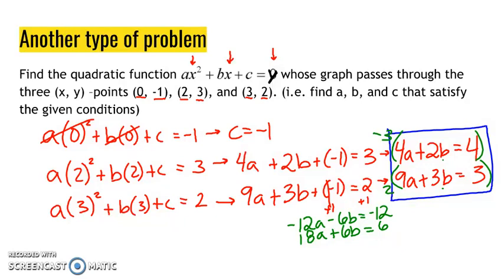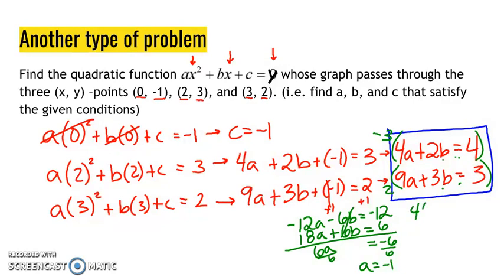Okay, so now I've got, when I do my elimination, -12a and 18a gives me 6a. My b's cancel. -12 and 6 gives me -6. So I'm going to divide by 6 on both sides, and I find that a is -1. Okay, so I know a is -1. I'm going to plug it back into one of these 2 originals that I started with here to find my b. Doesn't matter which one.